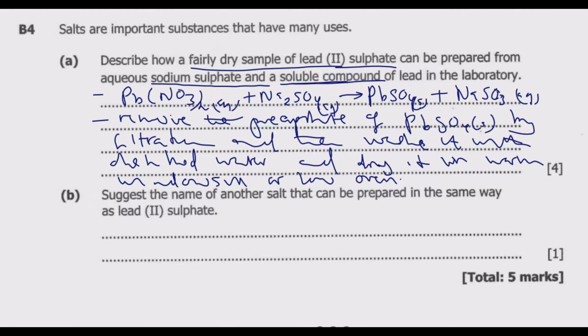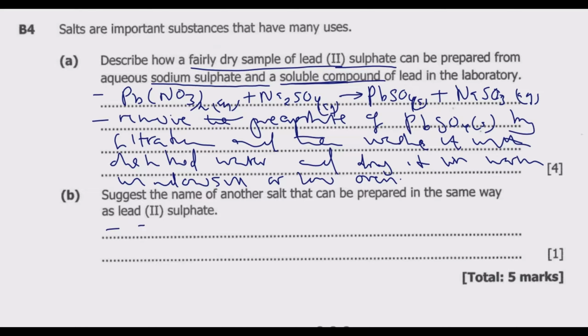Then question B, suggest the name of another salt that can be prepared in the same way as lead sulphate. There are a number of insoluble salts that you can prepare using the same method that we've used in this case. Again, you can use the nitrate salt of each of these compounds, but the other one should be a sulphate salt, using double displacement.